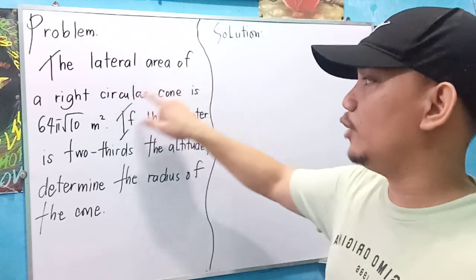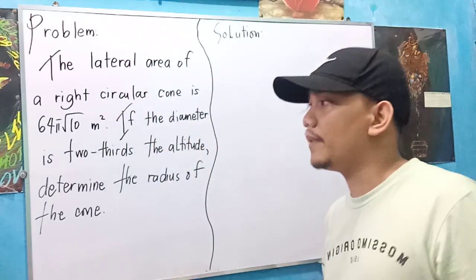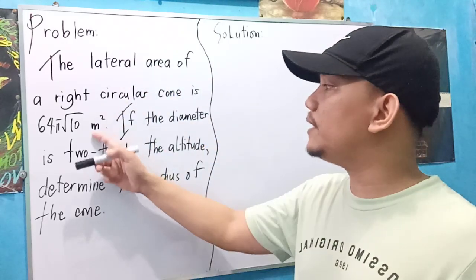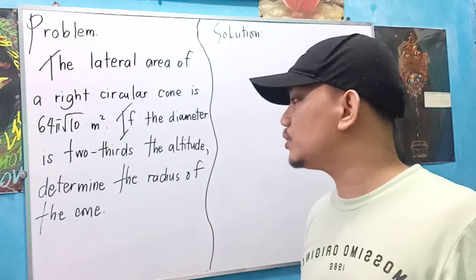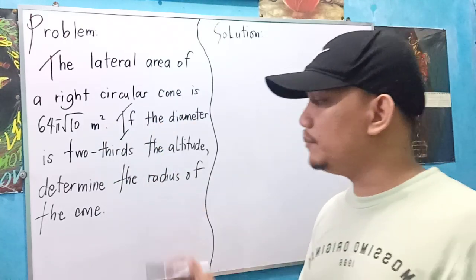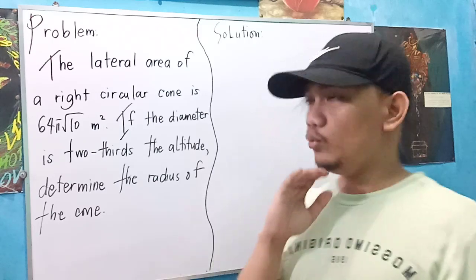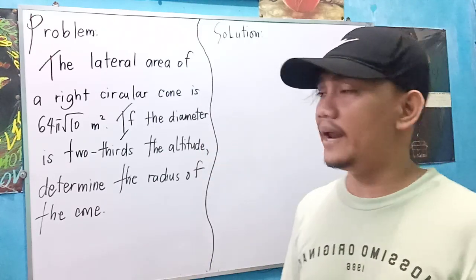Okay, the lateral area of a right circular cone is 64 pi square root of 10 square meters. If the diameter is 2/3 of the altitude, determine the radius of the cone. So, unang-una, binigay yung lateral area ng cone.